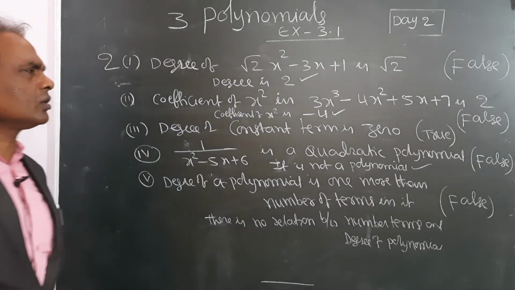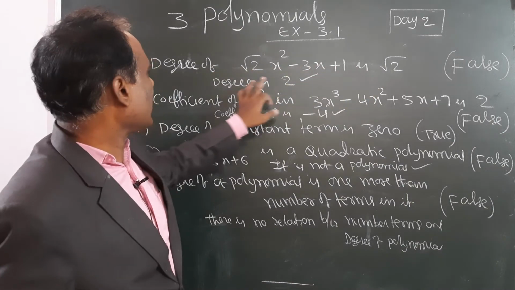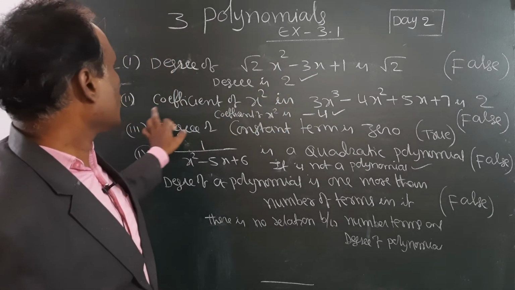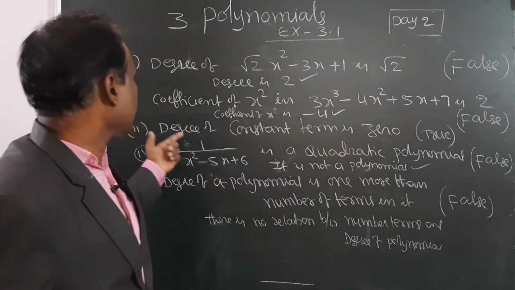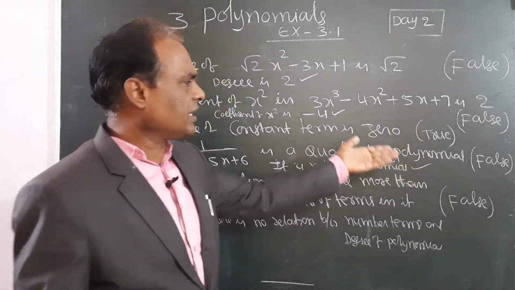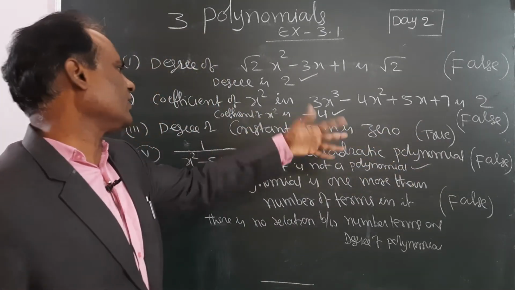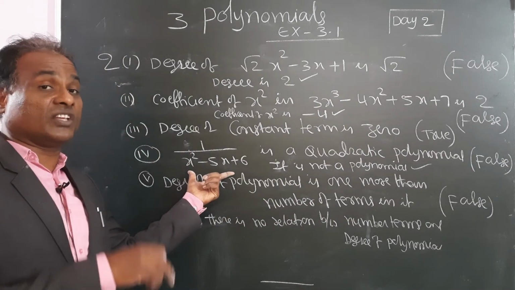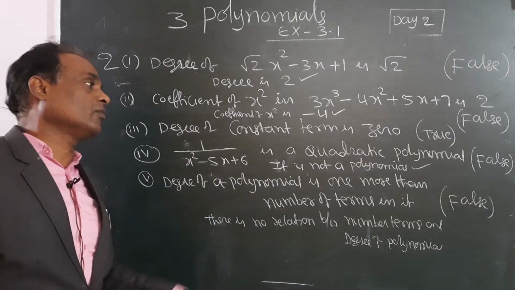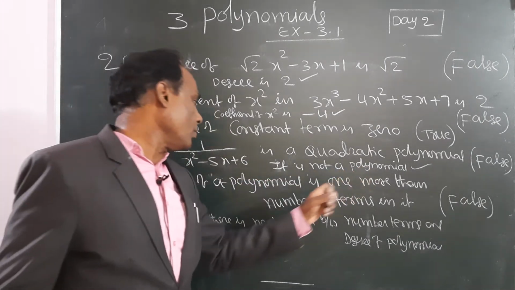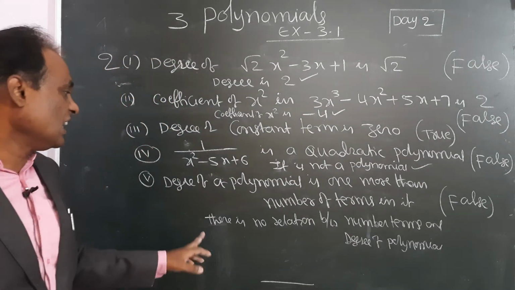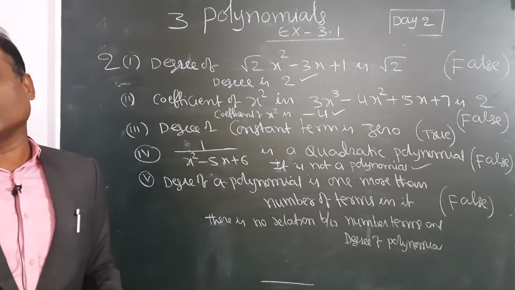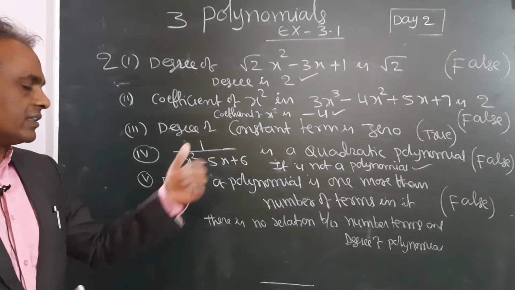So I wrote the reasons also. This is a false statement. Actually, the degree of this polynomial is 2. Coefficient of x square is minus 4. Degree of a constant term is 0. It is self-explanatory, no need of writing the reason. This is not a polynomial because it does not satisfy the polynomial definition. It should be ax power n, not 1 by ax power n. There is no relation between number of terms and degree. Number of terms may be any number; degree does not depend on it. So like that, complete this.